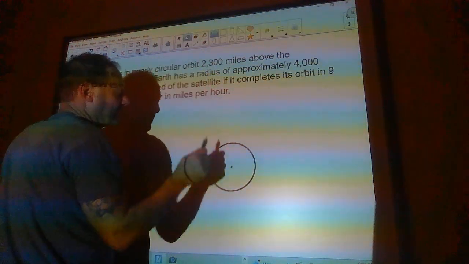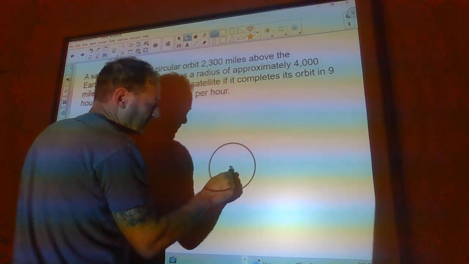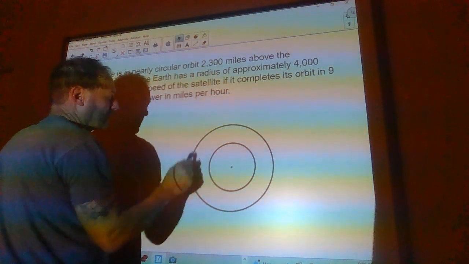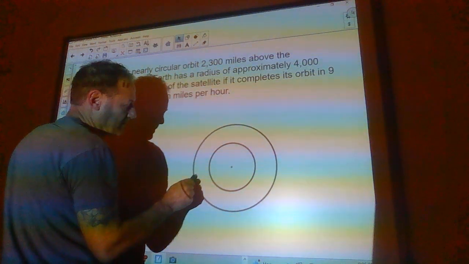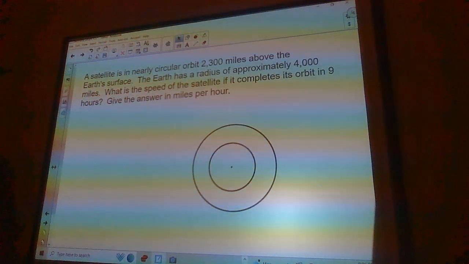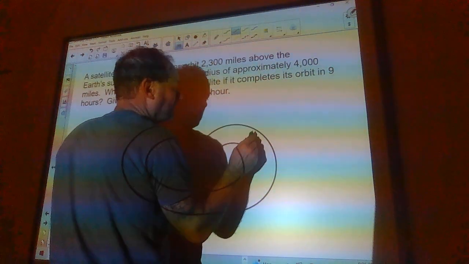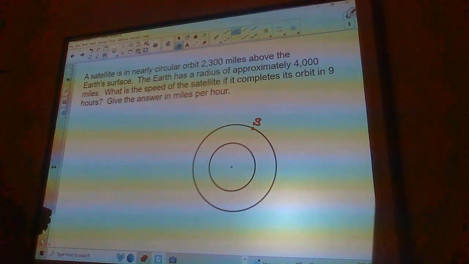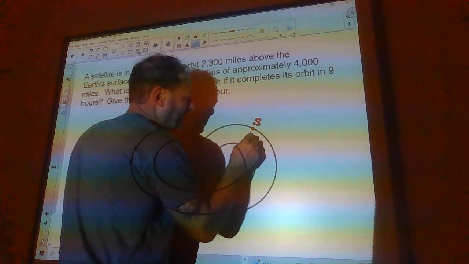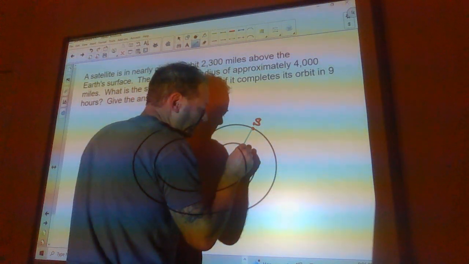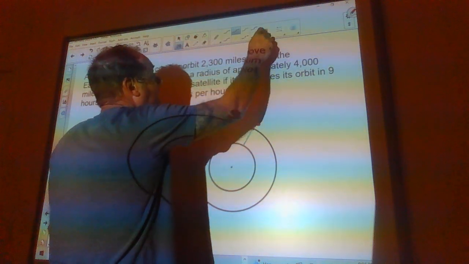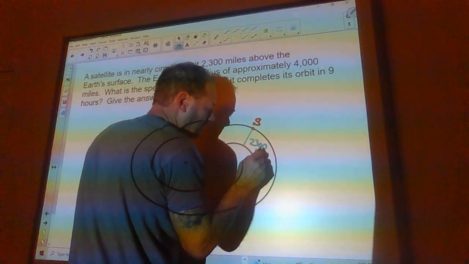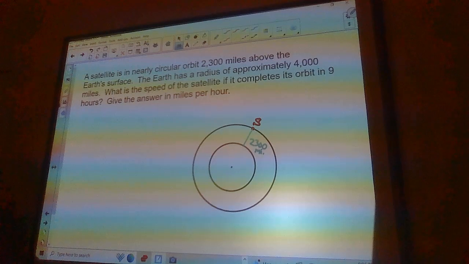Now, we're going to have another circle with the same center, like so. Okay, this is the satellite. So let's just put a little dot up here. We'll call it S for satellite. Okay, and it's 2,300 miles above the Earth. This is obviously not to scale, but we'll say that that is 2,300 miles.